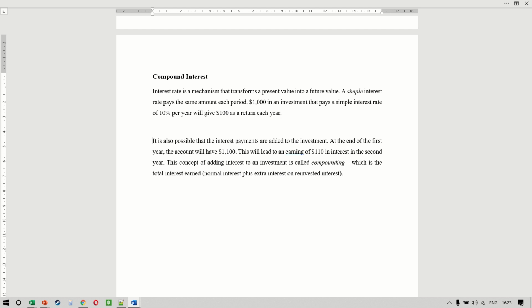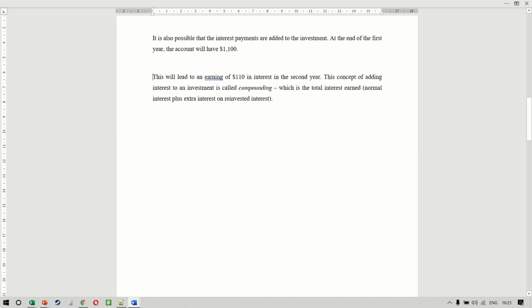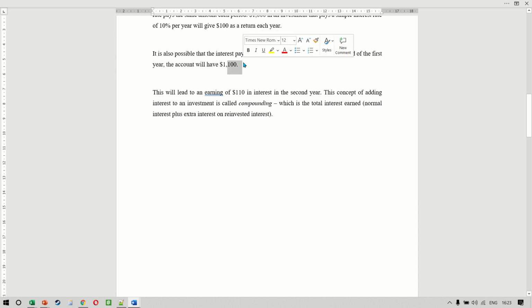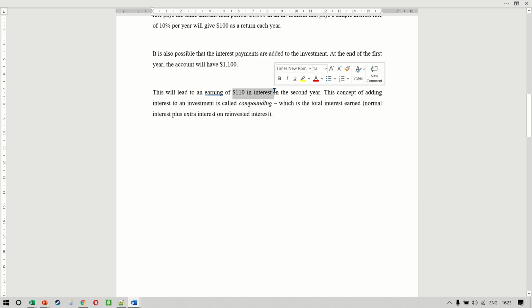Now, it is also possible that the interest payments are added to the investment, which means that at the end of the first year, the account will have 1000 plus 100, which is 1100. And this means that the earning would be 110, right? Because now our principal has become 1100. Obviously, 10% of that becomes 110. And this very simple topic is called compounding, which is when the total interest that you have earned is added to the principal amount, which means that it is reinvested.